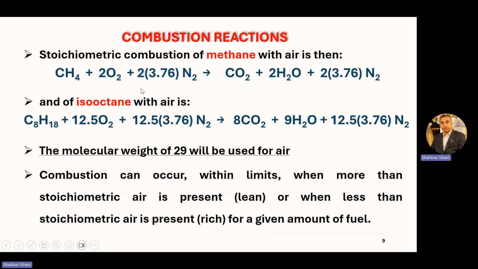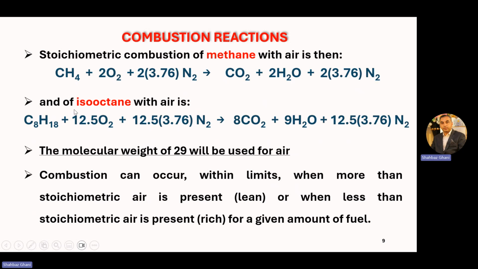Now, the basic equations which we have read previously: stoichiometric combustion of methane with air is then CH4 plus 2O2 plus 2 times 3.76 N2. The products will be 1 mole of carbon dioxide plus 2 moles of water vapor, plus the same amount of nitrogen, 2 times 3.76 N2.